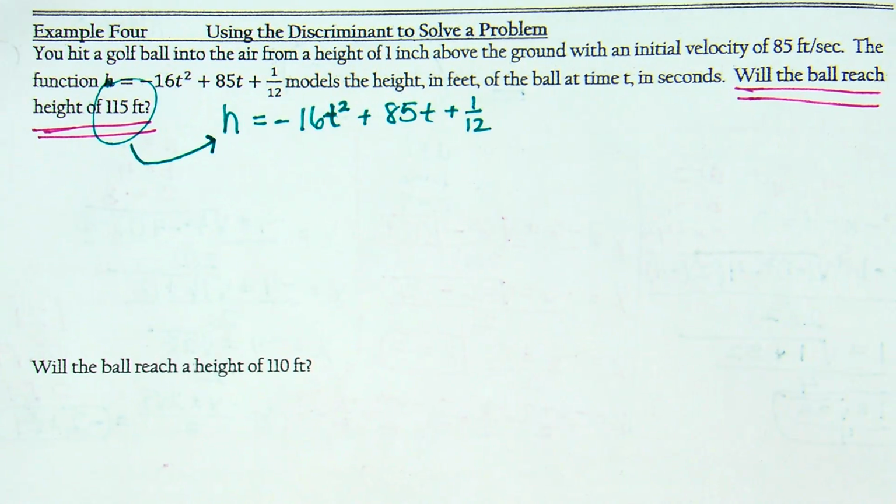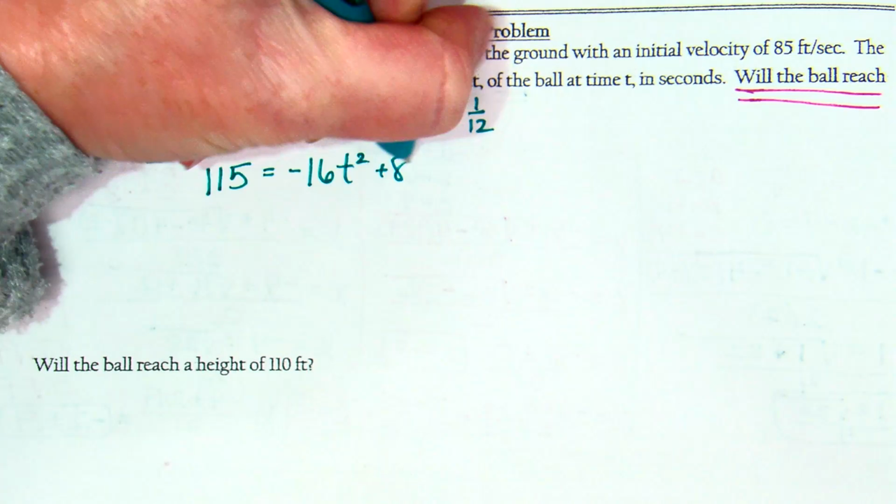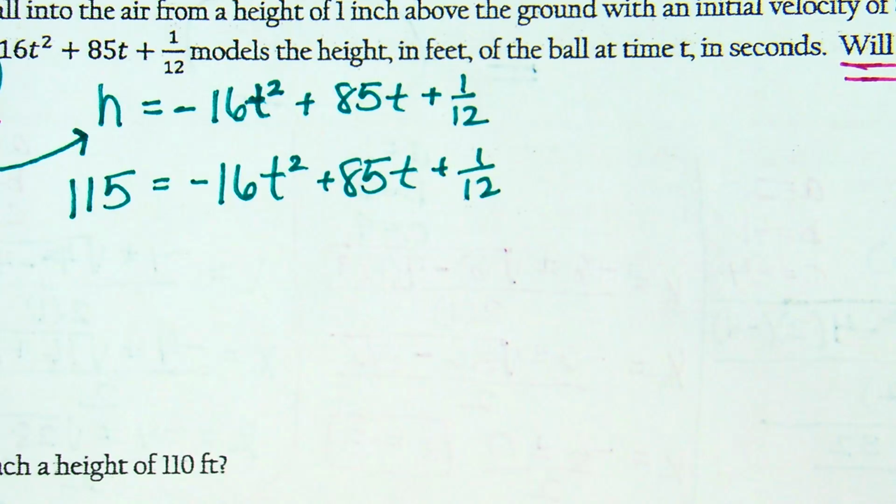And now we need to make sure it equals 0. How do we make this equal 0? Okay, subtract the 115 to the other side. 0 equals negative 16t squared plus 85t plus 1/12 minus 115. How do you do 115 minus a 12? How do you subtract a 12 from something?